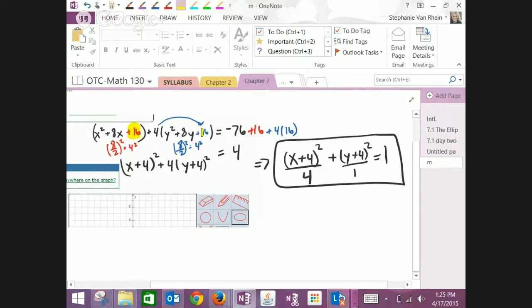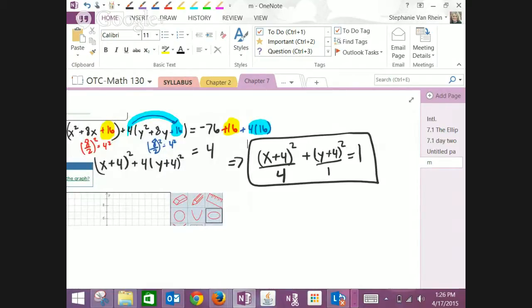Whatever I do to the left-hand side, I have to do to the right-hand side. So here I added 16, and here I added 16 times 4, so I have to add 16 times 4 to the other side. So adding those together, minus 76, I get 4. Dividing through by 4, I end up with this in standard form.